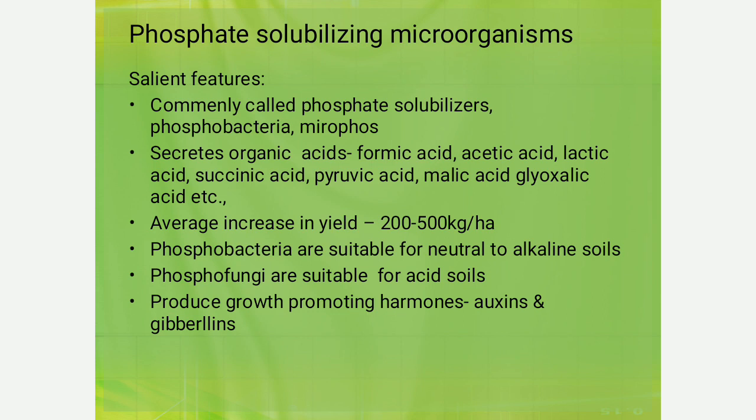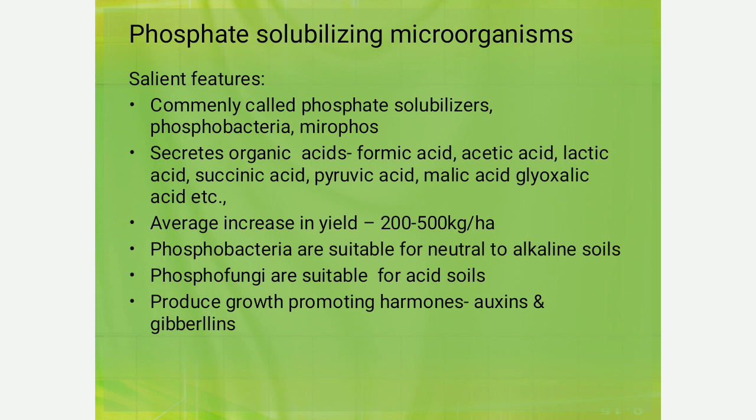These microbial inoculants can substitute almost 20 to 25% of the phosphorus requirement of plants. There are lots of other benefits which I am going to tell you about. Let us see, first of all, the salient features of these solubilizing microorganisms. Commonly, they are called phosphate solubilizers or phosphobacteria or even microphos. So, if they ask what are microphos, you should not be confused.